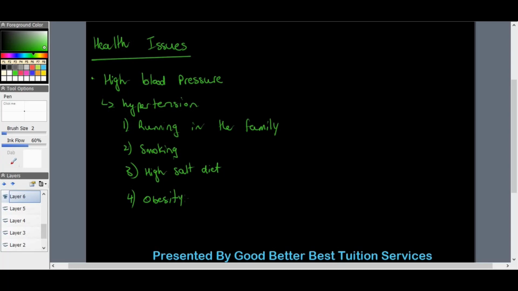So what would be a good solution to sort out hypertension? Well, one, reduce the amount of stress in your life. Relax, control what you can control, and what you can't, give it over to God. Two, stop smoking. If you smoke, if you are planning on smoking, please be careful.